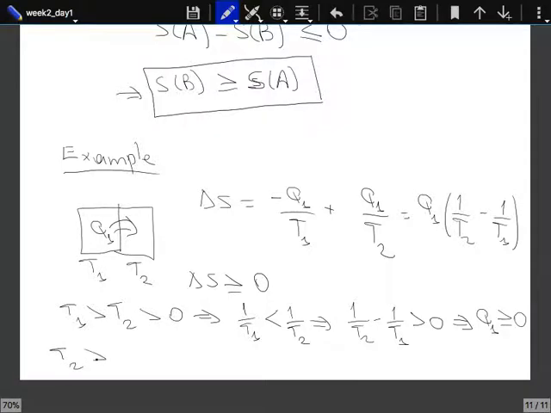Let's look at the other case. If T2 is larger than T1, well, this will tell me that 1 over T1 is larger than 1 over T2, which will tell me that 1 over T2 minus 1 over T1 is less than 0, which will tell me that Q1 is less than or equal to 0. So if the second reservoir is hotter, then Q1 should be negative, which basically tells me that the heat flows in the other direction, from the second reservoir to the first reservoir. So again, heat flows from the hotter reservoir to the colder reservoir.